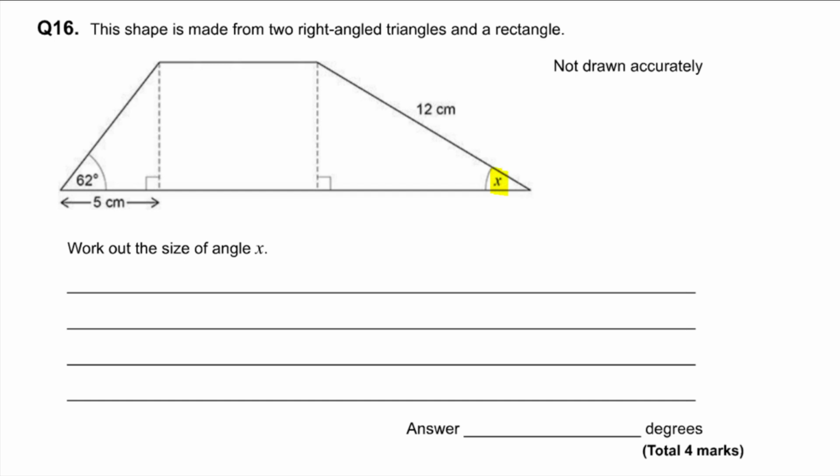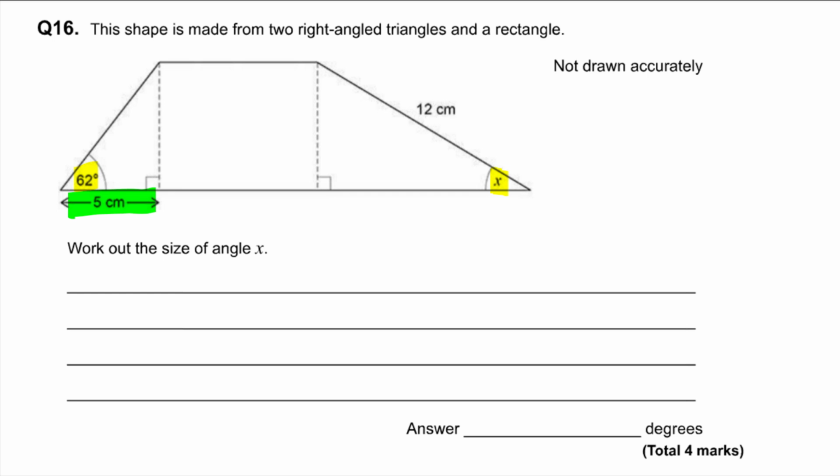Can't really start in that triangle though. We only know one thing. That's not enough to use either Pythagoras or trigonometry. No, you need to know two things in the triangle in order to use those. So we know two things over here. We've got this angle down here, which is 62, and we know that this side here is 5 centimeters. So I'm going to start in this one.